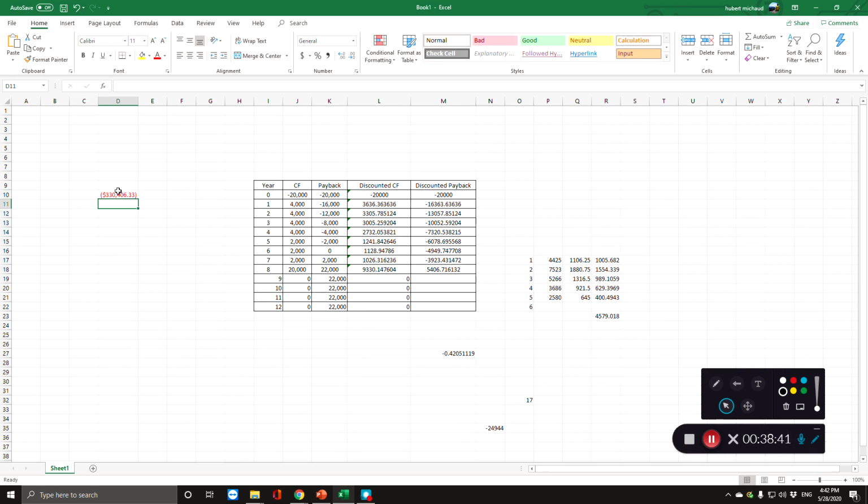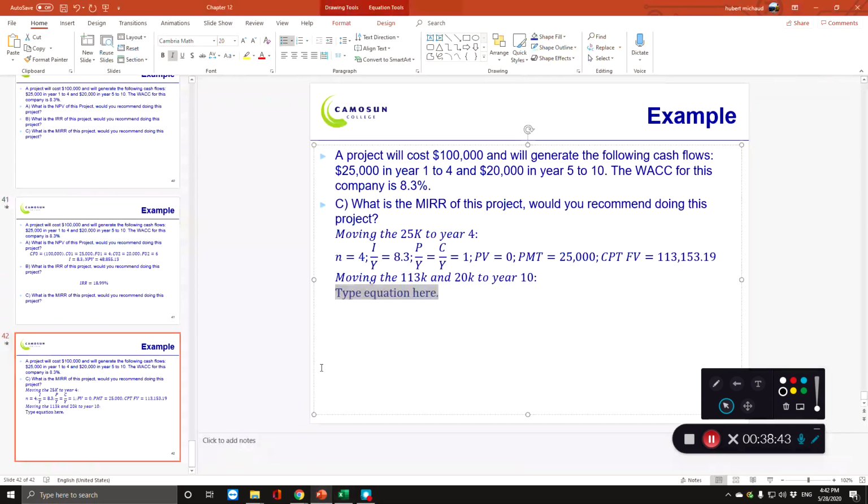Okay, so 330,406, and now I'll write all the information I just gave you. N is 6, I over Y is 8.3, P over Y and C over Y are both 1. My PV is 113,153.19. My payment is 20,000, and I compute the FV.